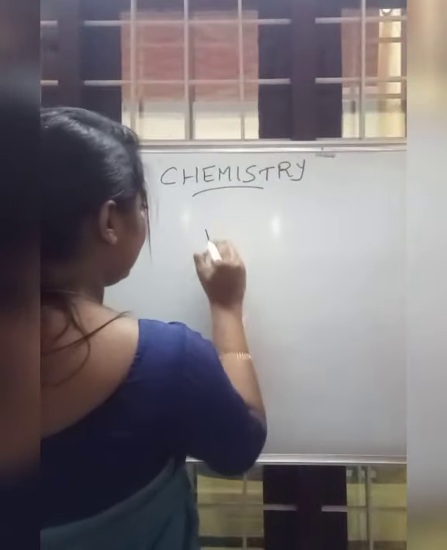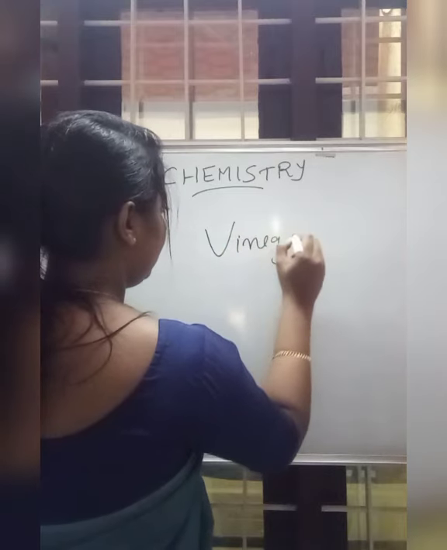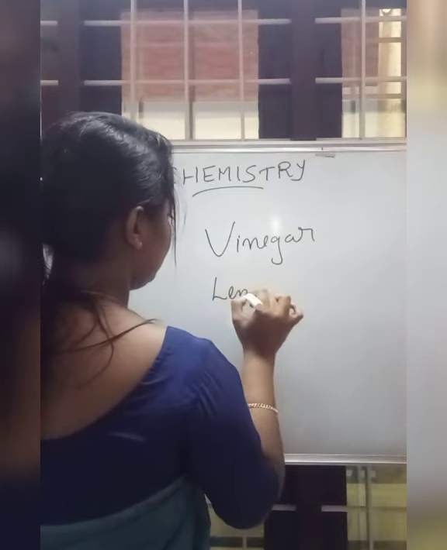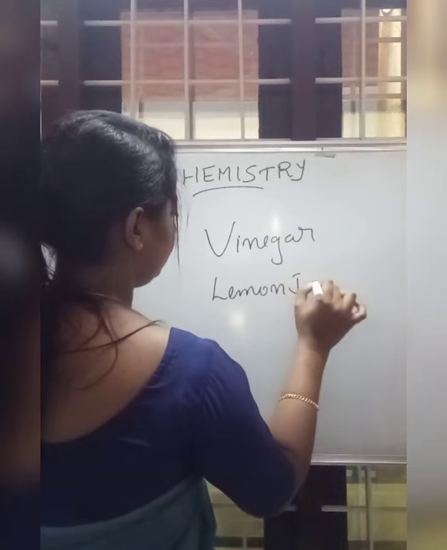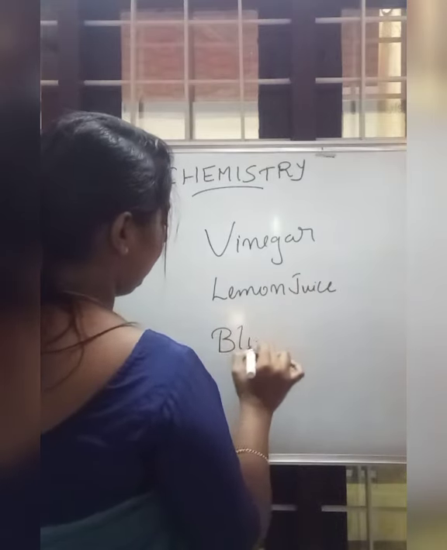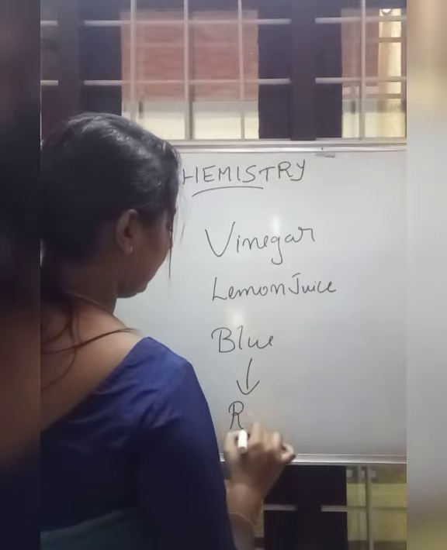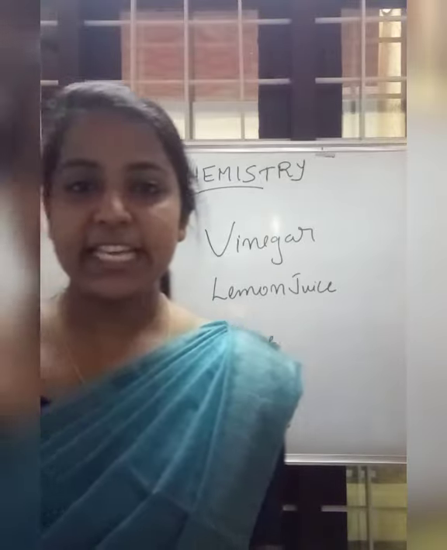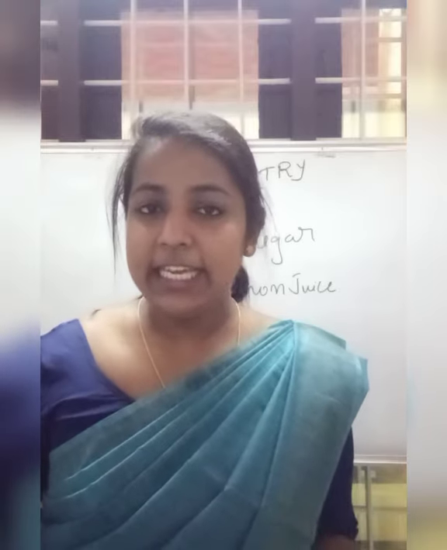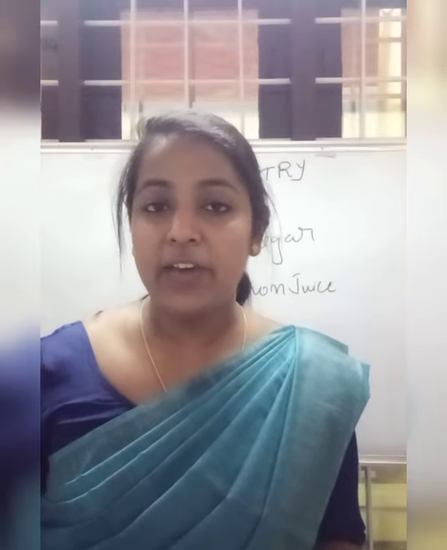In the beginning of the class, you have seen that vinegar and lemon juice turn blue litmus red, right? Vinegar and lemon juice turn blue litmus into red, which means they are of what nature? Yes, acidic nature. To study in detail about the characteristics of acids, we can have a video.